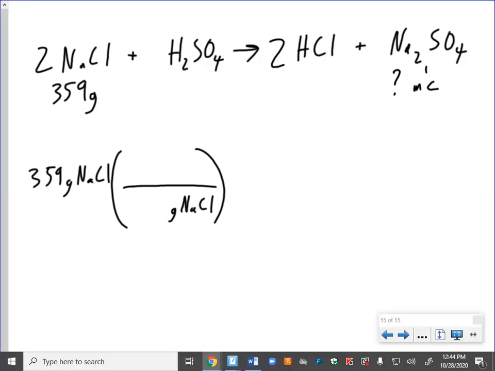Now look at your chart over here. Grams is which of these three? Mass. What's the only place I can go from mass? Look up here. There's only one line that's leading from mass, and where's it going? To moles. So I'm going to change grams of sodium chloride to moles of sodium chloride.